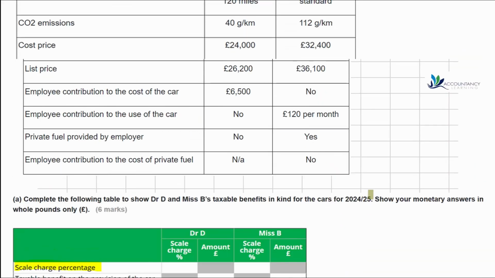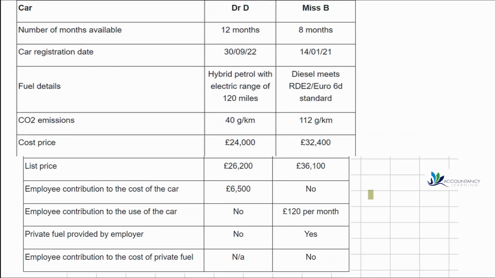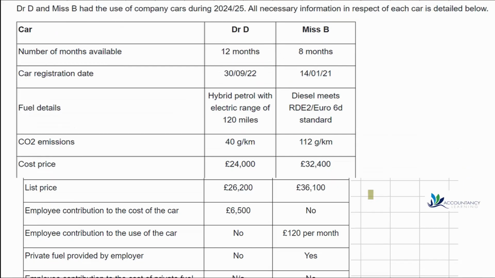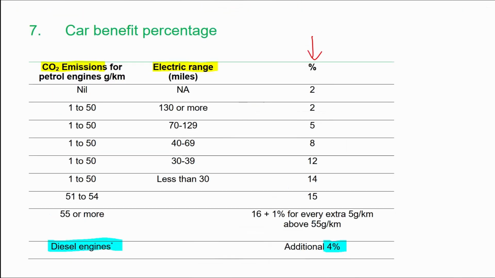So let's go back to the information in the question now. We need to know what type of engines they are. Notice that for Miss B, she has a diesel engine. And then for Dr. D, well, let's start off with Dr. D then. We have a hybrid here with an electric range of 120 miles, and we've got the carbon dioxide emissions of 40 grams per kilometre. So using those two numbers, let's find out what the scale charge is.